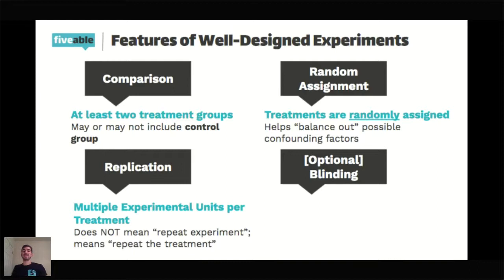As we get into the second semester and start talking about sample size and the impact of this kind of thing, replication will become a little bit more clear. But for now, it means multiple experimental units per treatment, not just repetition of the experiment.